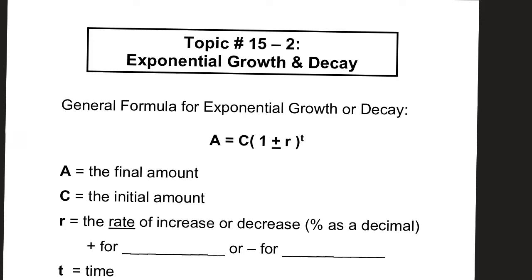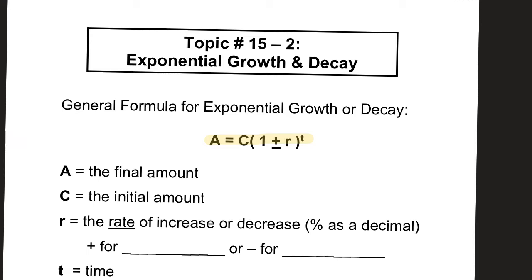We've been talking about exponential functions, and today we'll explore the topics of exponential growth and decay. Growth implying that something is growing, and decay meaning something is decreasing. The general formula for exponential growth or decay is this formula right here. A represents the final amount, C represents the initial amount, and R is the rate of increase or decrease.